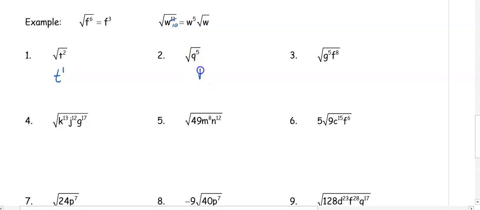This is an odd number, so we're going to have one of the q's underneath. So if I leave one q underneath the radical, I'm left with q to the 4th, and half of 4 gets us q squared. In number 3, we have 2 letters under the radical. So g is an odd number, so we're going to leave a g under the square root, change that to 4. Half of 4 gets us 2, so g to the 2nd power. F to the 8th. 8 is an even number, so we're going to cut 8 in half, and we get f to the 4th.